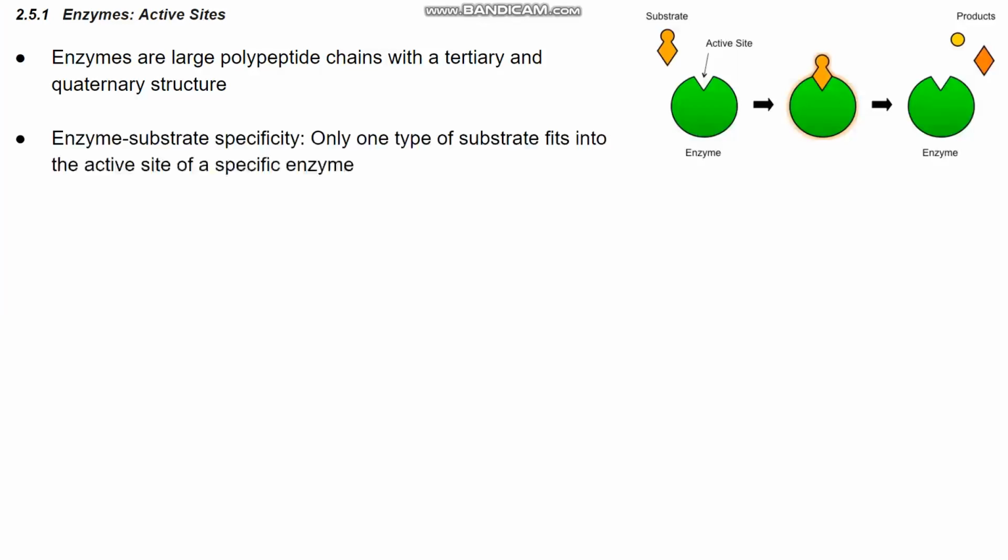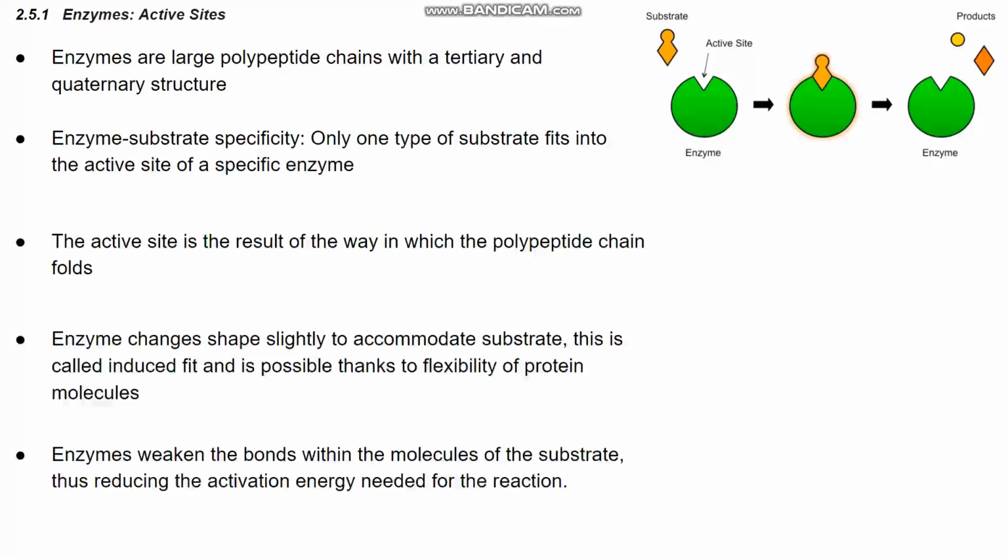First, I'm going to be talking about enzymes' active sites. Enzymes are large polypeptide chains with a tertiary and quaternary structure. Enzyme substrate specificity: only one type of substrate fits into the active site of a specific enzyme. The active site is the result of the way in which the polypeptide chain folds.